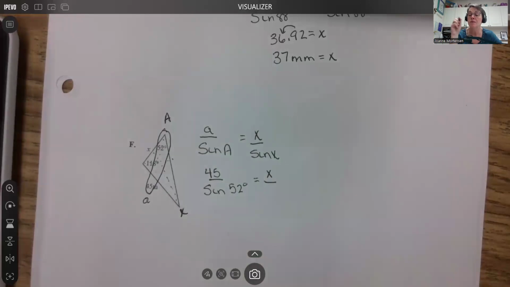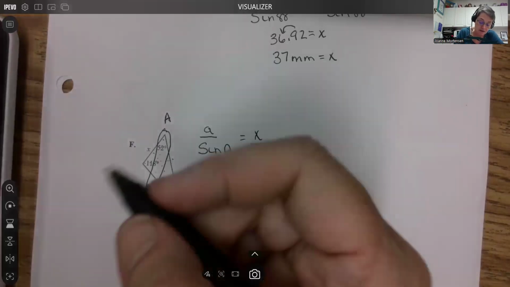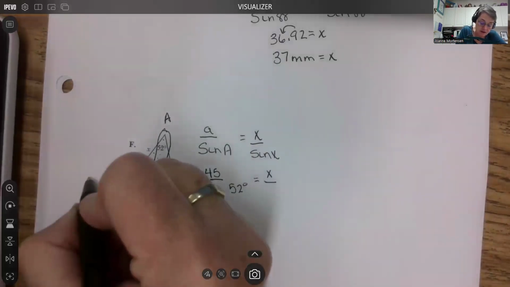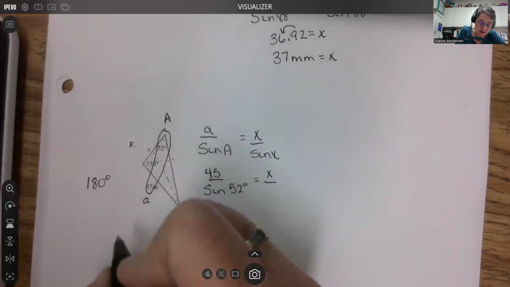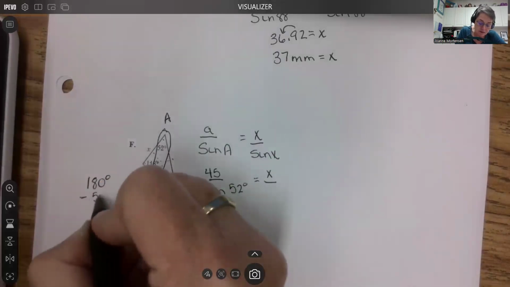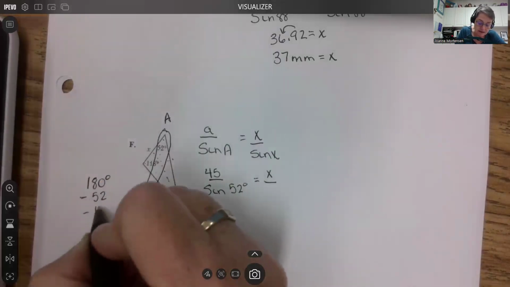X we don't know, over sine... Hold it. Whoops. Oops. I don't have a number down here, but it's okay. Because you have to have three out of the four numbers, and we only have two. But I can calculate this because I know the other two angles. I should have done that first. 180 degrees minus 52 minus 118.